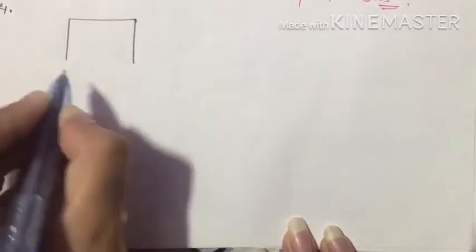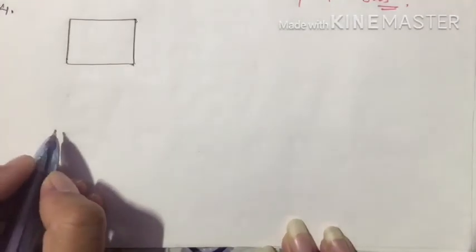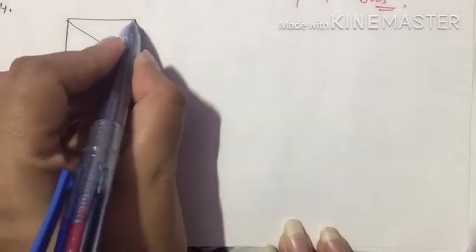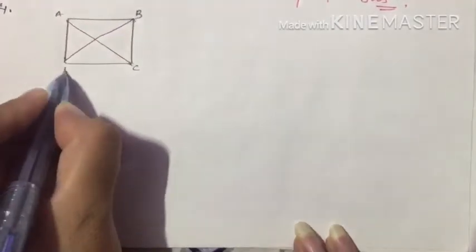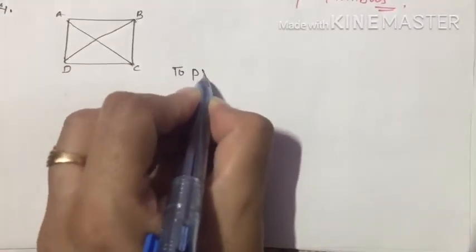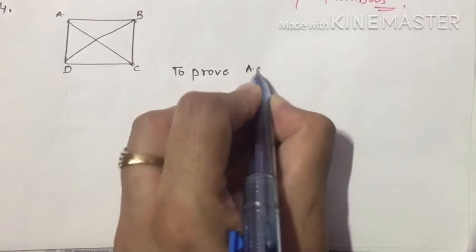Okay, what we have to show is that the diagonals of a square, let me draw a figure. A square is a figure having all angles and all sides the same. Okay, the diagonals of a square are equal. This is what I have to prove. That means I have to show both the diagonals are equal. That means I have to prove AC is equal to BD. This is the first thing I have to prove.